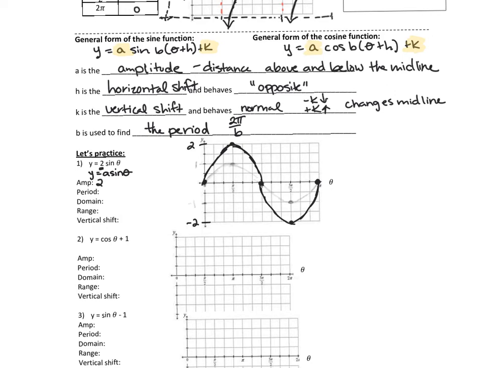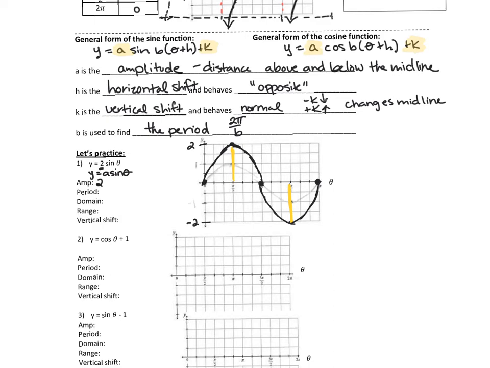This would be a sine graph. This one is basically the amplitude was changed. And so it's a height of 2 above and 2 below my midline. That's what the A does.